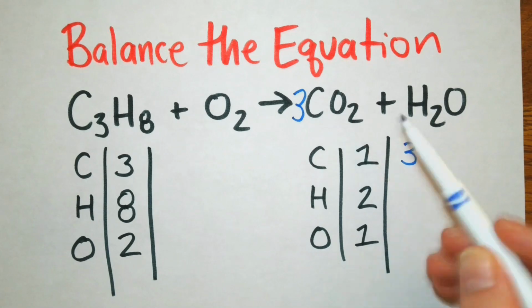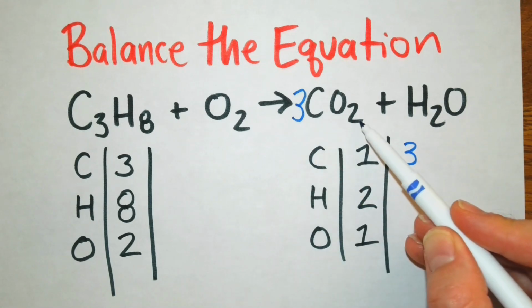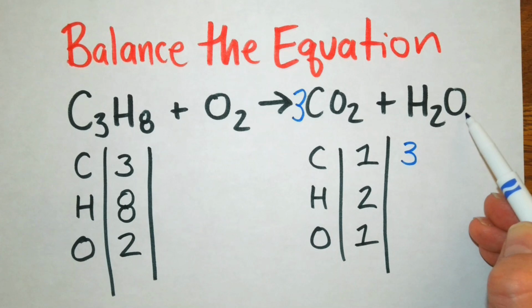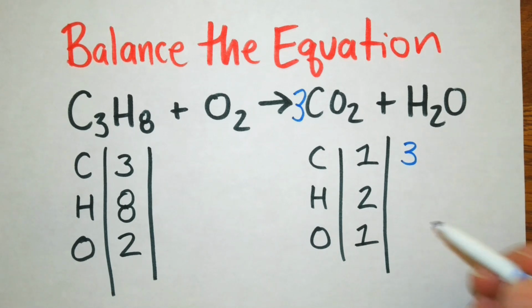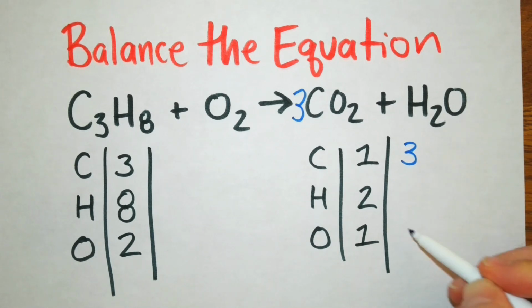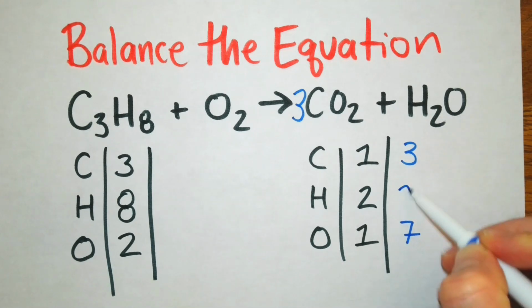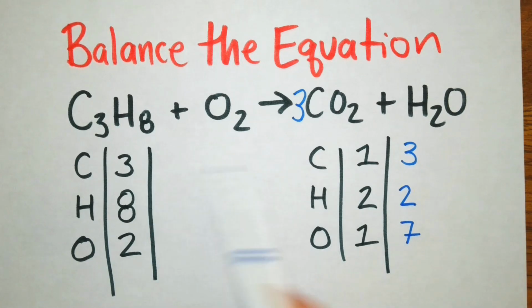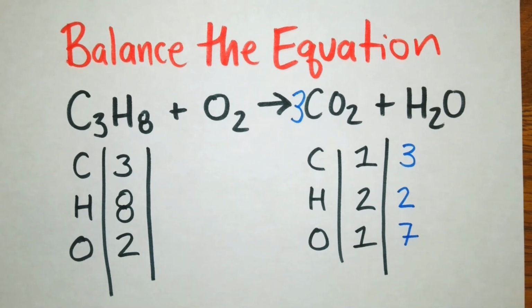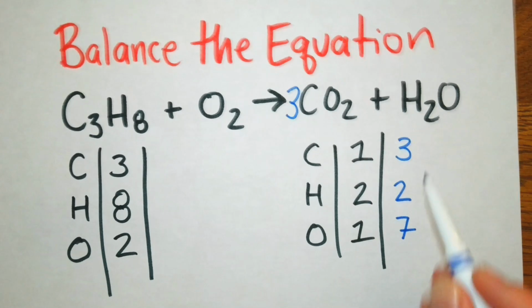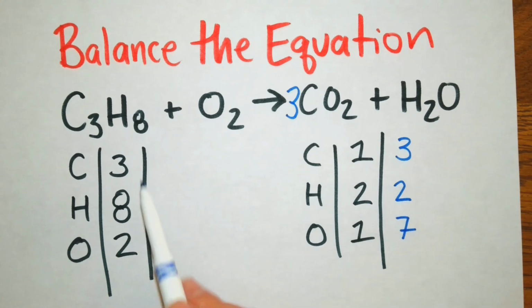And that also affects the oxygen. So we have 3 times 2 oxygens, which gives us 6. Plus we have 1 more right here. And so that gives us a total of 7. And we still have 2 hydrogens right here. So it looks like our carbons are balanced, but our hydrogens and our oxygens are still out of balance. And it's starting to look a little weird. Look, we're getting odd numbers, but don't fret. So now we have 3, 2, 7 and 3, 8, 2.